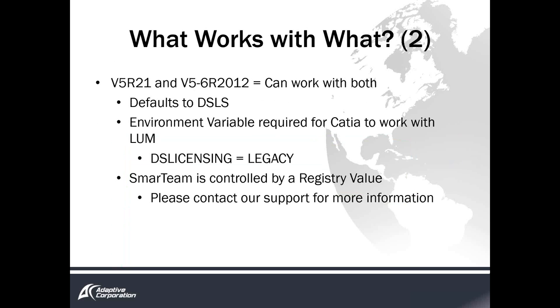In the middle ground, we have everything from R21 and higher. In this case, just R21 and R22, the official name being V5 6R 2012. Those two can work with both. They are set up to understand LUM and DSLS, but it defaults to DSLS. It's expecting and looking for a DSLS license server. By adding a simple environment variable, either to the individual workstation or, if the CATIA environments are shared, we can add a variable called DS Licensing Legacy, and that will inform CATIA to not look for DSLS, but to look for LUM. And therefore, it's looking for the different file format.